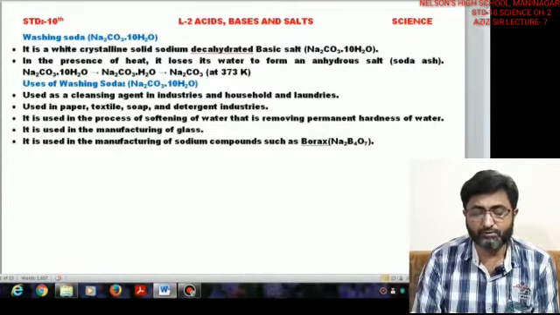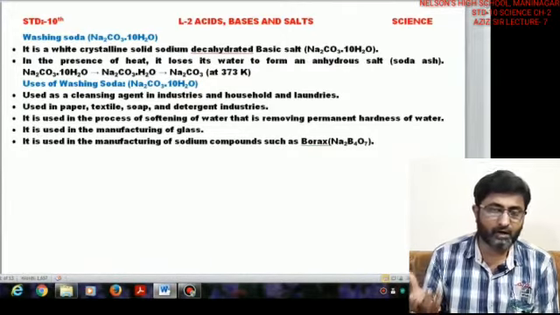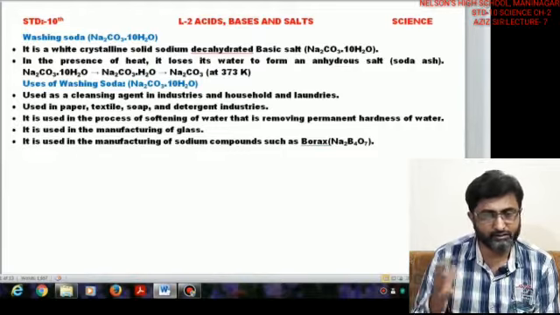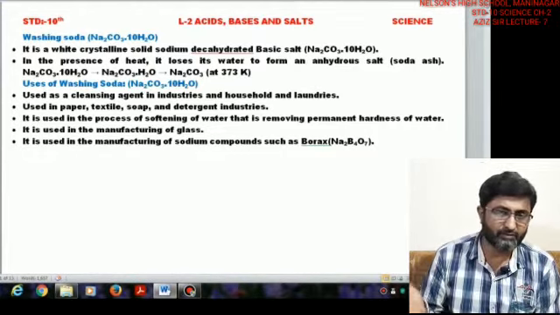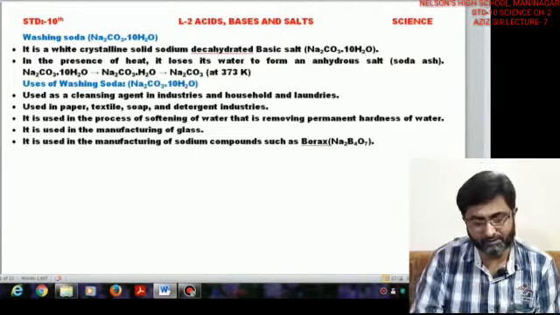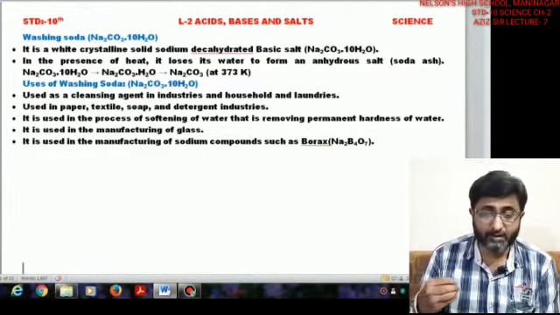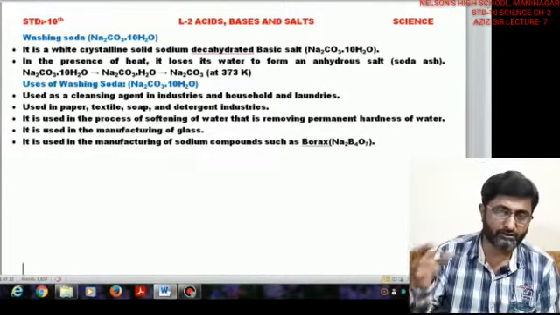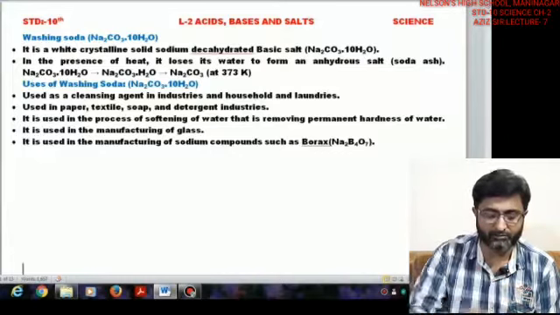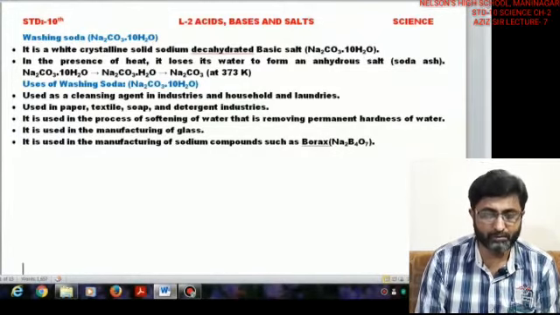It is used for the softening of hard water. Now what is hard water? Hard water contains magnesium and calcium salts. So the sodium present in Na2CO3 mixes with these magnesium and calcium salts and makes them insoluble, and they are taken out. So it turns the soluble salts of hard water into insoluble ones, making it soft water. So permanent hardness of the water can be removed.